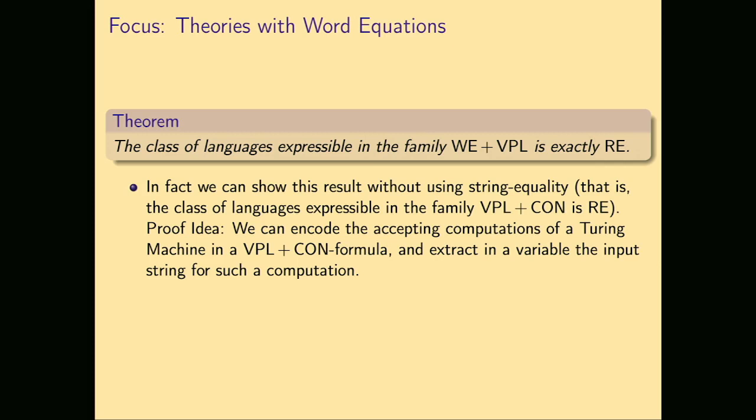You encode computations of a Turing machine in such formulas, and then use one variable to extract the input strings for such accepting computations of Turing machines. And as a consequence, as I said, the satisfiability, for instance, in word equations plus VPL is undecidable. That's interesting, again, for string solving, because this VPL membership is something that is very close to regular membership plus length constraints. So it extends this class that we do not know anything about just a bit, and you already get undecidability. Maybe that's a sign that satisfiability for that problem is also undecidable. But this is something that we do not know yet.